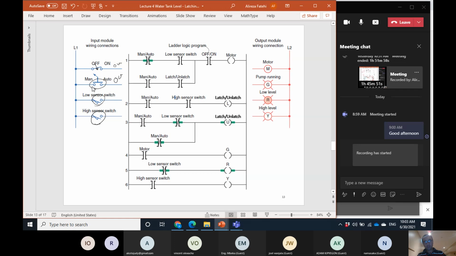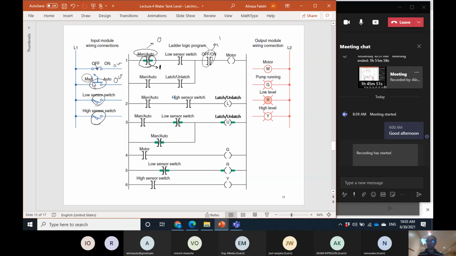If the auto manual is in the manual mode, this is 0 volt, and so the logic of this is 0. This is a normally closed, so the logic of this is 1. This is an inverter. The logic of this is 1. And this also is 1 because we assume that it is 1 forever. It is in the on mode, so it is 1. So everything depends on the low sensor switch.